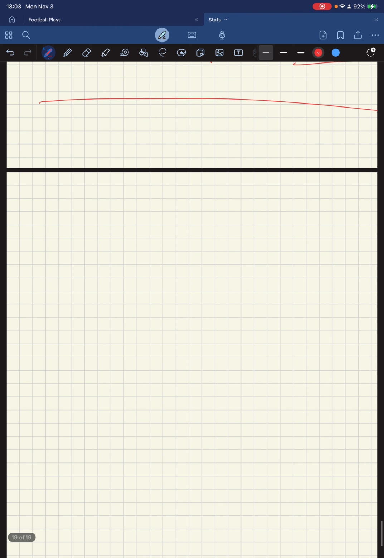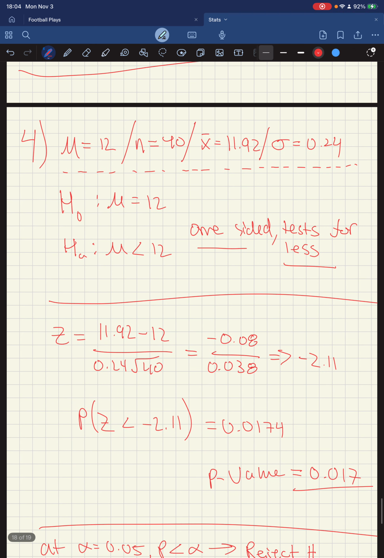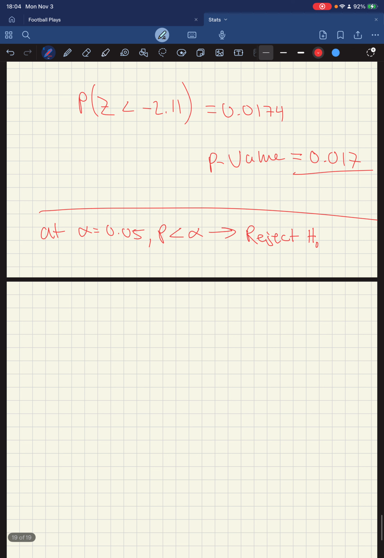So at p is less than alpha, so we reject the null. Because there's significant evidence that the mean amount is less than 12 ounces, which again we're measuring was for less, and we found that there is less, so we would reject the null.